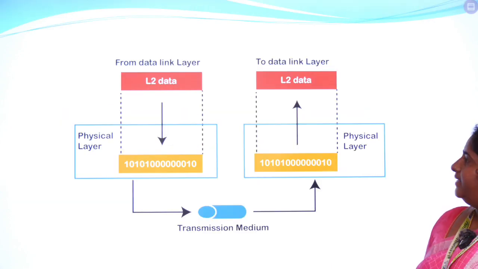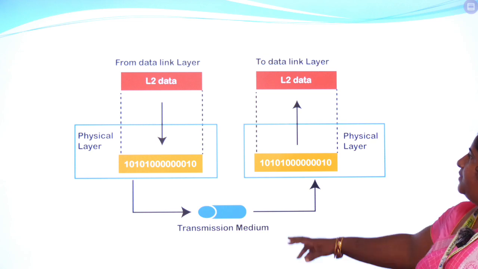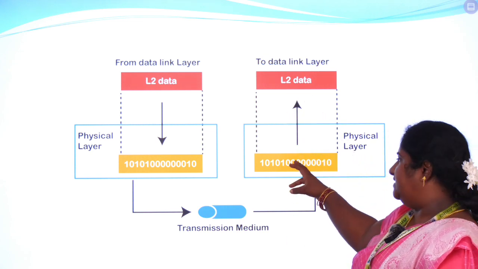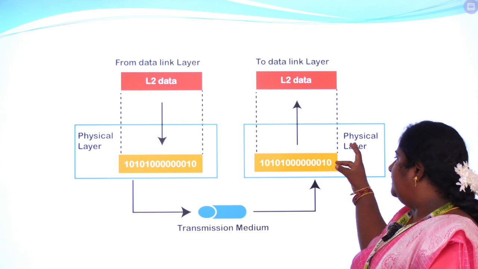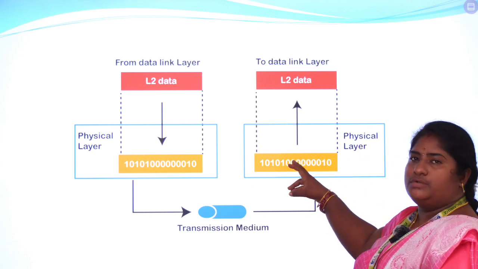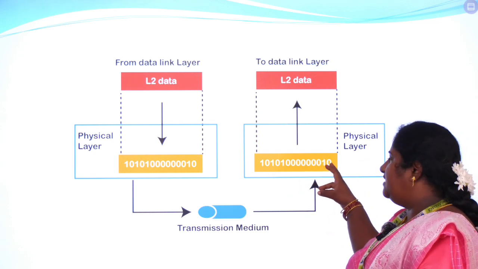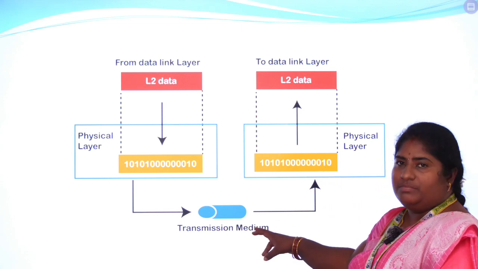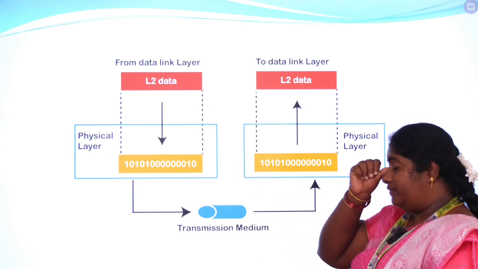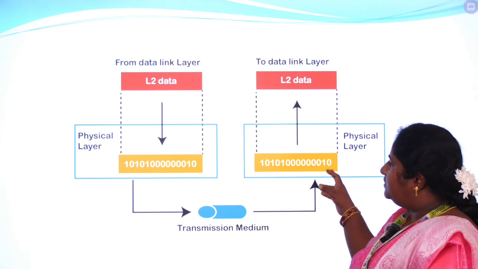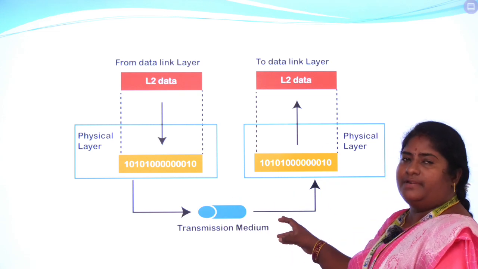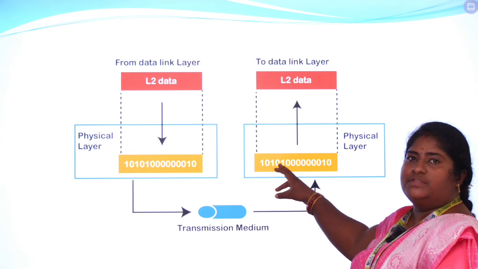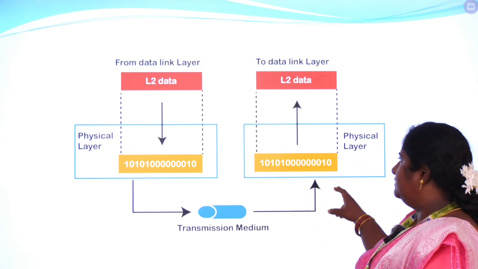This is the diagrammatic representation. The data will be collected from the data link layer and transferred to the physical layer. In the physical layer, the data will be converted into zeros and ones, and these zeros and ones, called bits, will be transferred through the transmission medium from the source to the destination. So this is how the data will be transferred from the source to the destination, in the form of ones or zeros.